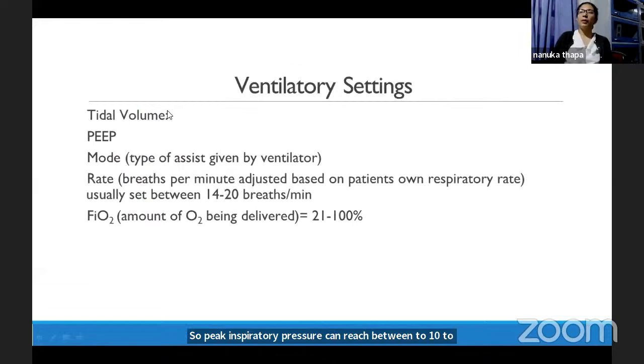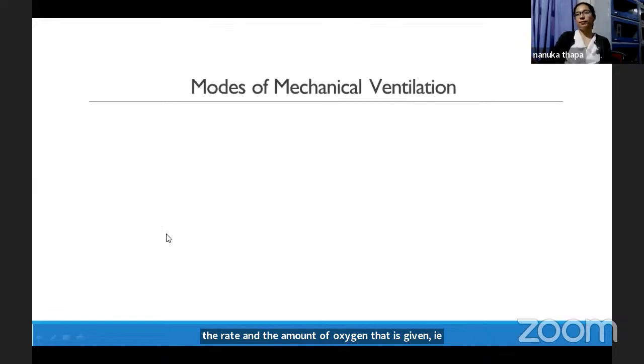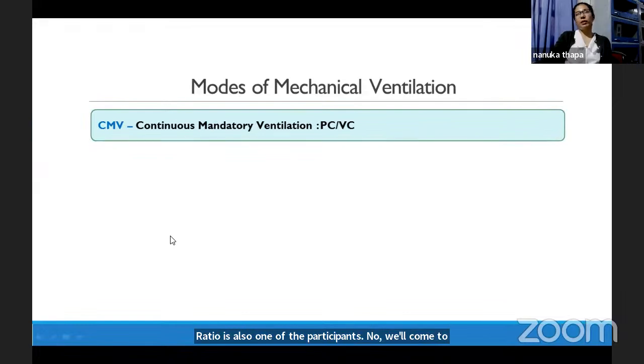So the following are the parameters that we need to know, as discussed previously: tidal volume, PEEP, the mode, the rate, and the amount of oxygen that is given. IE ratio is also one of the parts of ventilator settings. Now we'll come to the next topic, which is the mode of mechanical ventilation.